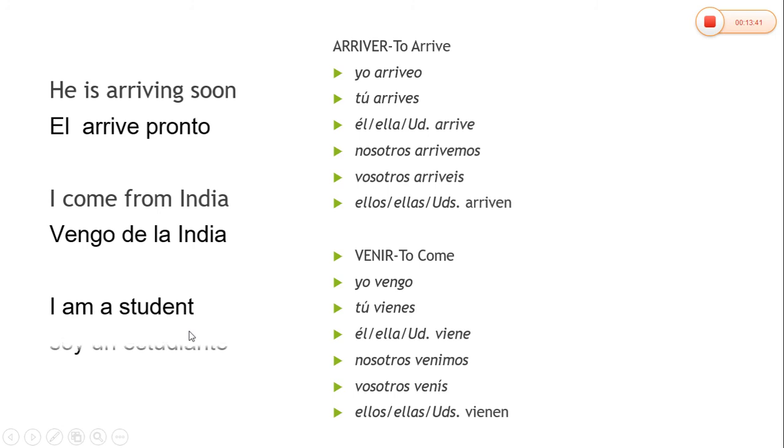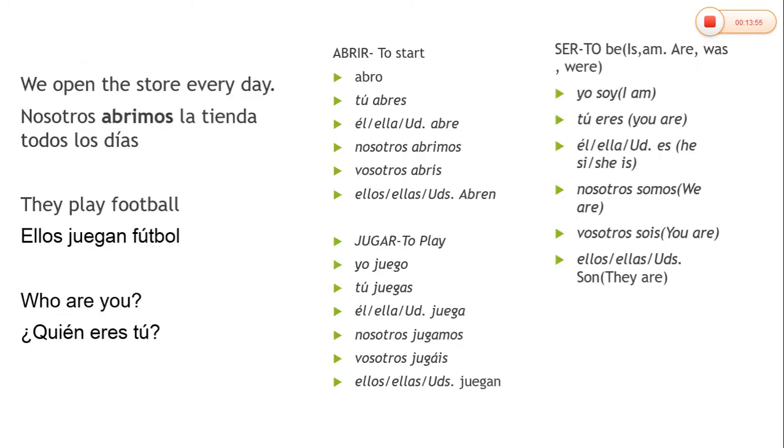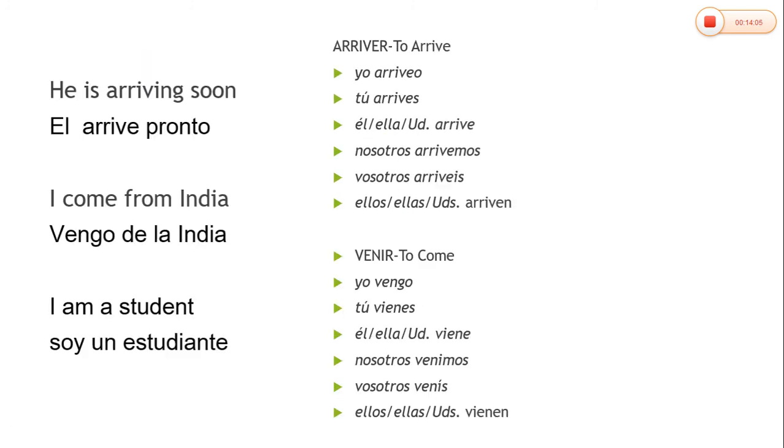I am a student. Soy un estudiante. Soy came from which verb? Well, you guessed it right. It came from the ser verb. I will show you. We did it, ser, and it is yo soy, I am. Soy, I am, un, indefinite article for a. Soy un estudiante, I am a student.